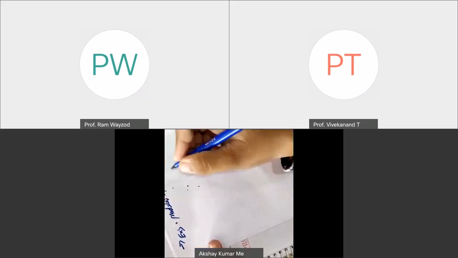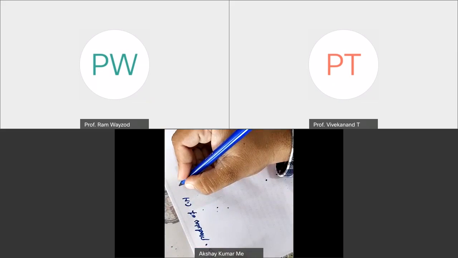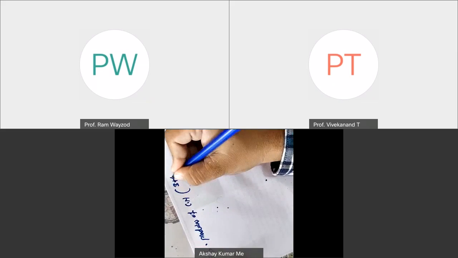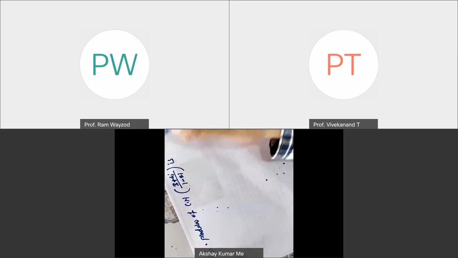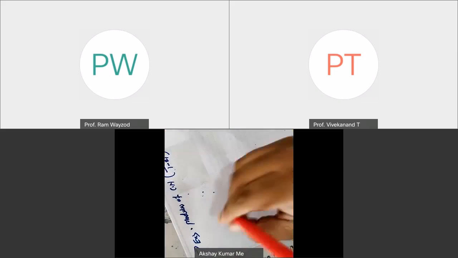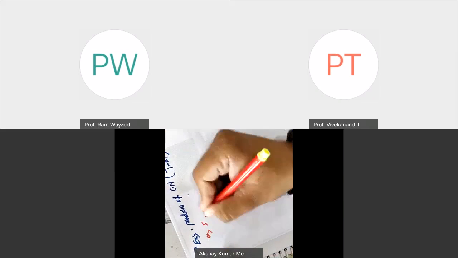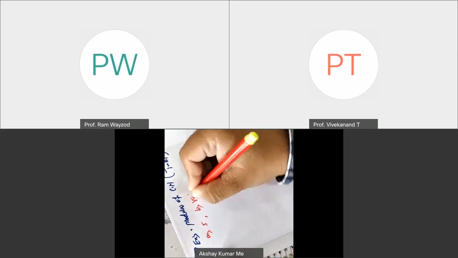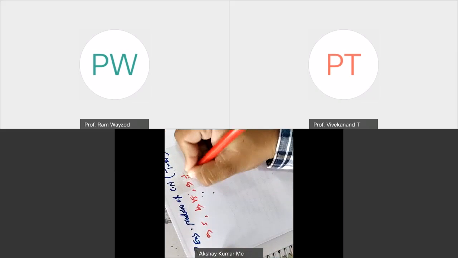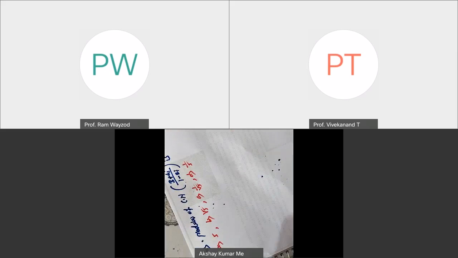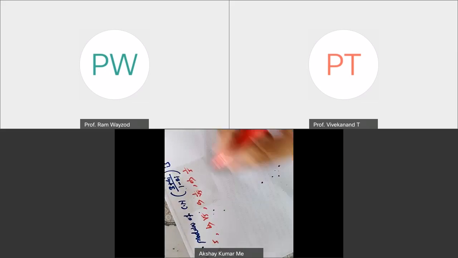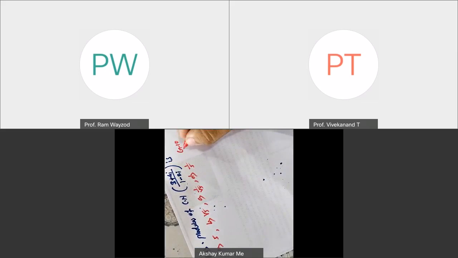Modulus of the complex number (3 plus 4i) upon (1 minus 2i). Options are 5, root 5, 1 by root 5, 1 by 5. And this was asked in GATE exam 2010 for 1 mark.